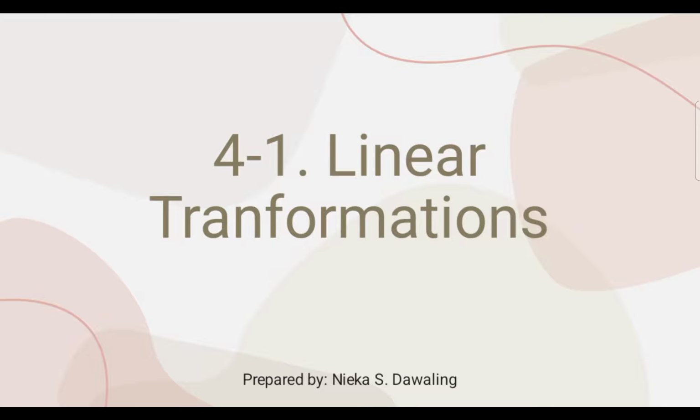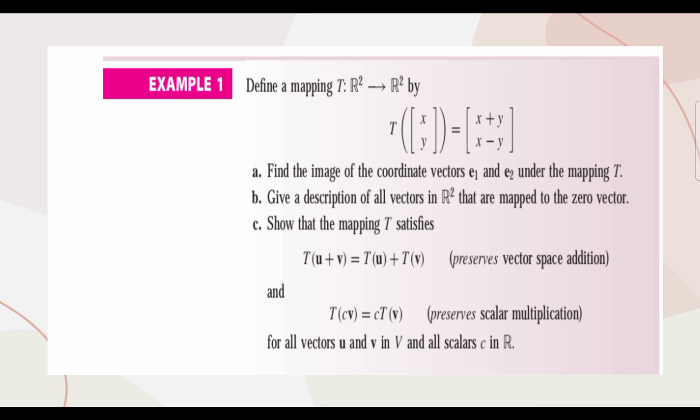So, my topic for today is all about chapter 4.1, linear transformation. So, what is linear transformation? Linear transformation is a mathematical function that maps vectors from one vector space to another while preserving the operations of vector addition and scalar multiplication. So we have here example number 1.